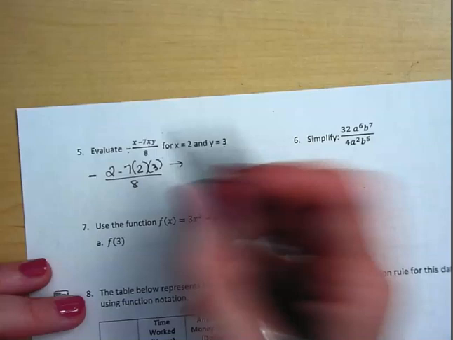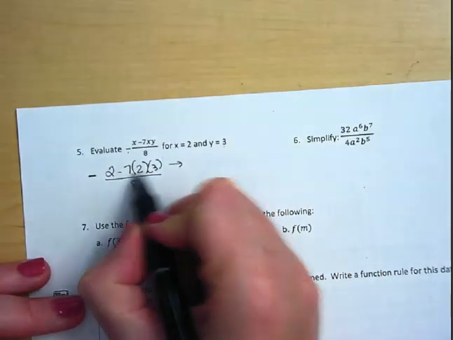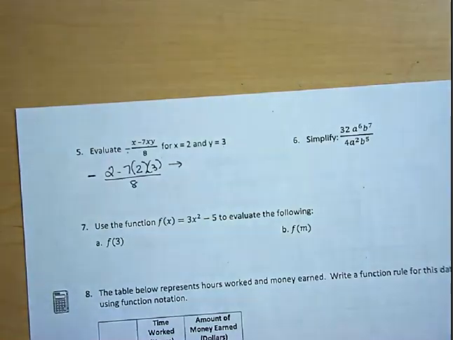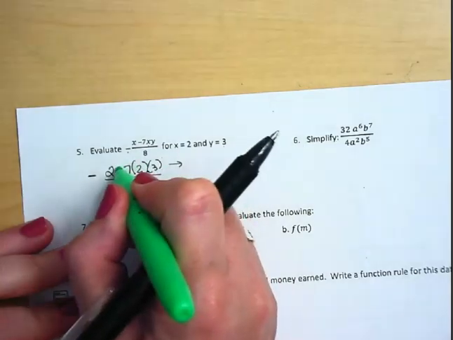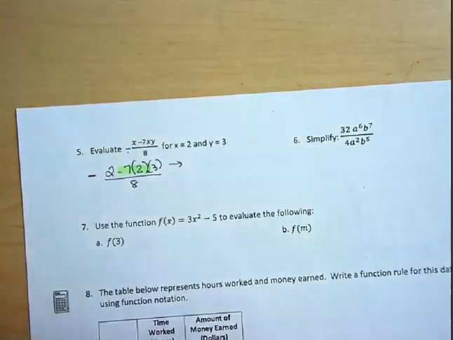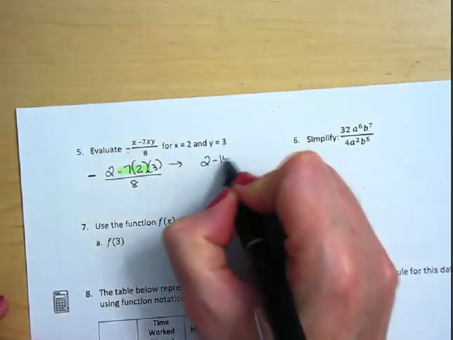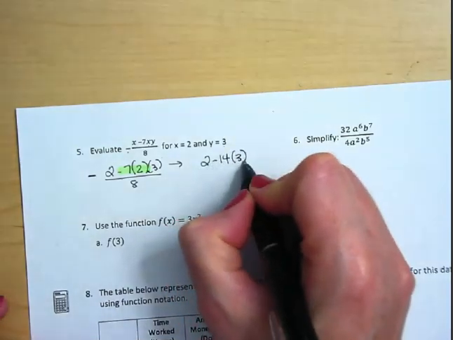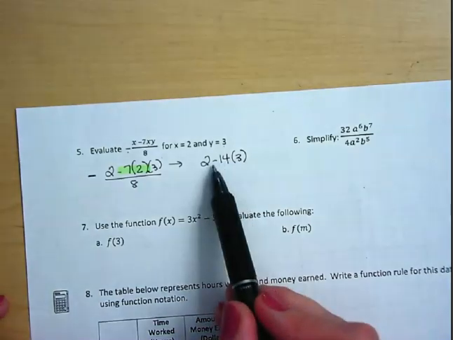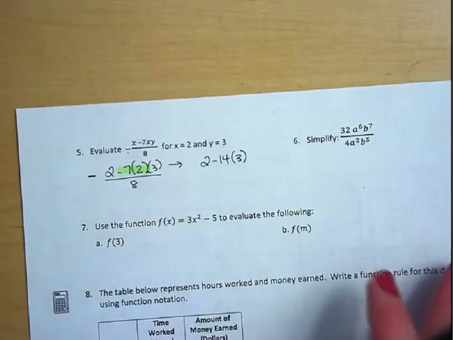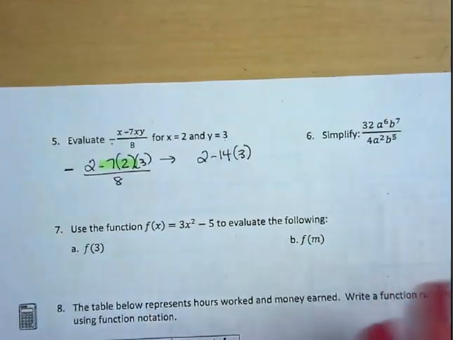M comes next. There are 2 places that we multiply. So I'm going to do this multiplication first, the negative 7 times 2. That gives me 2 minus, or negative 14 times 3. Do not do the 2 minus 14. I know you really want to, but you have to resist. We're not done with multiplying, okay?